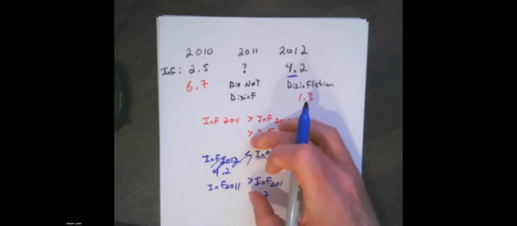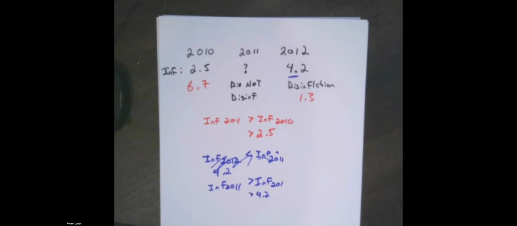So then we can see, right? This would have to be greater than 2.5. This has to be greater than 4.2. These signs don't always have to match up. It depends on the relative values I'm giving you in these two time periods. Okay.